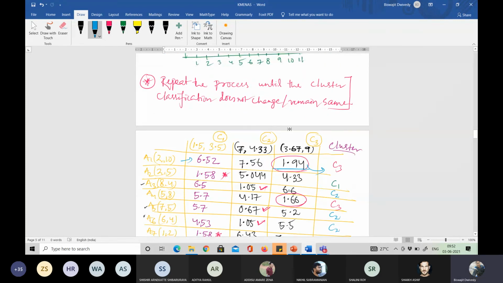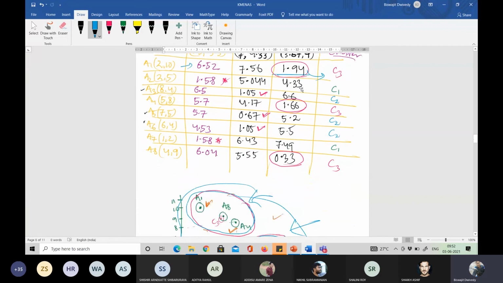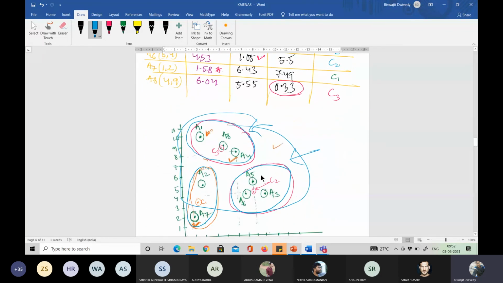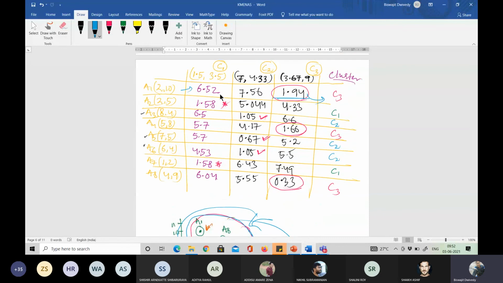Okay, so this is the whole process of clustering. At least you have to perform 3 or 4 steps to find out the final clustering. Whenever you find that no change in the clustering is happening, or you can say that your clusters are not changing anymore, at that time you can stop. Here you can see all the calculations that I have done are based upon your Euclidean distance.